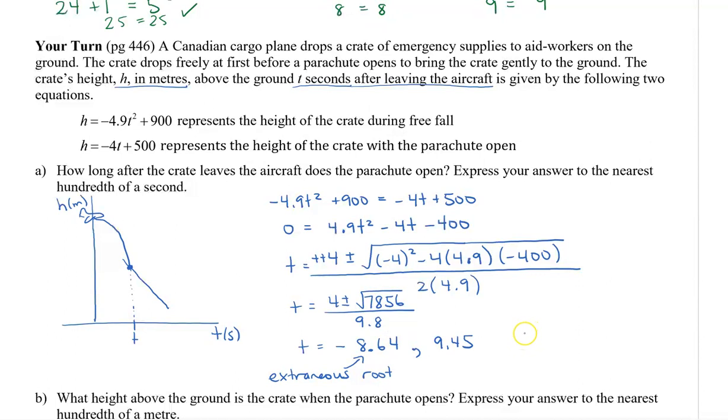So therefore, the parachute opens 9.45 seconds after leaving the aircraft.